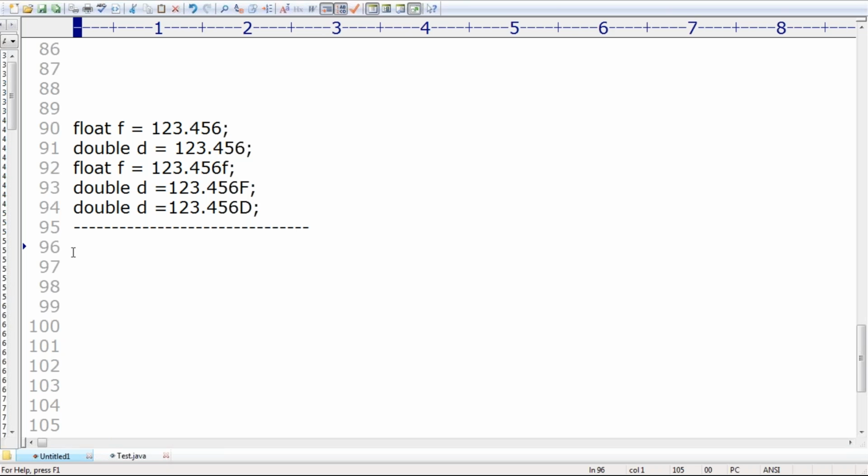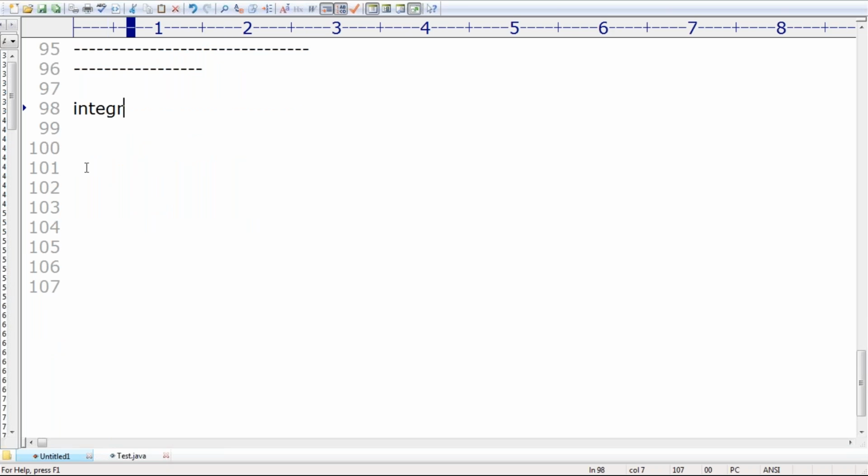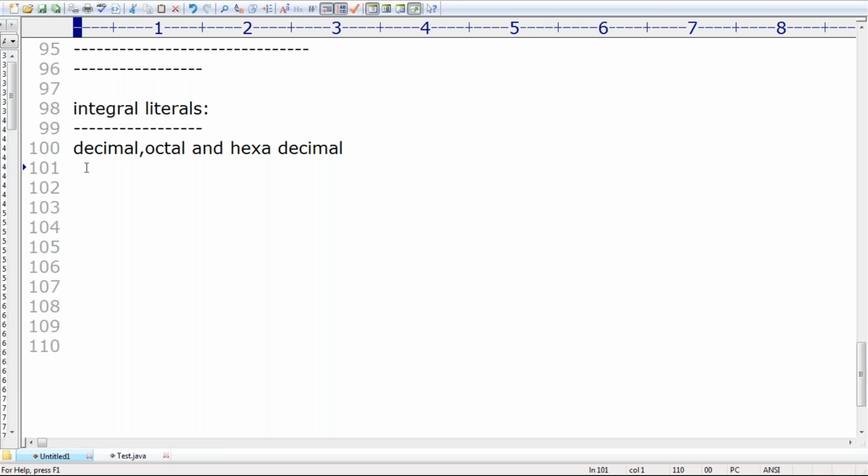Next, one more small thing I have to tell. Take a very dangerous point; take very special care. Integral literals we just covered. For integral literals, in how many ways can we specify them? Three ways. What's the first one? Decimal. Next, octal, and hexadecimal. Are you getting decimal, octal, and hexadecimal, right?